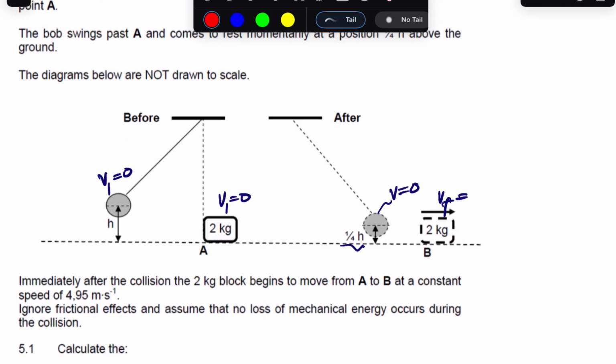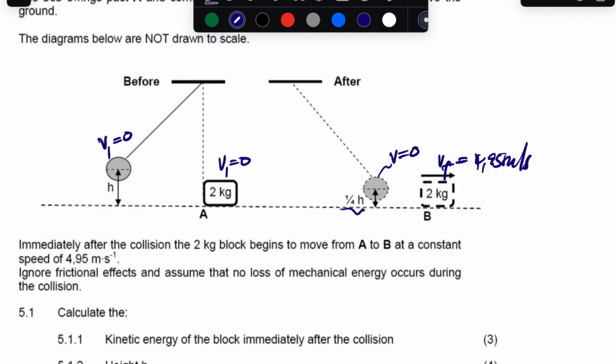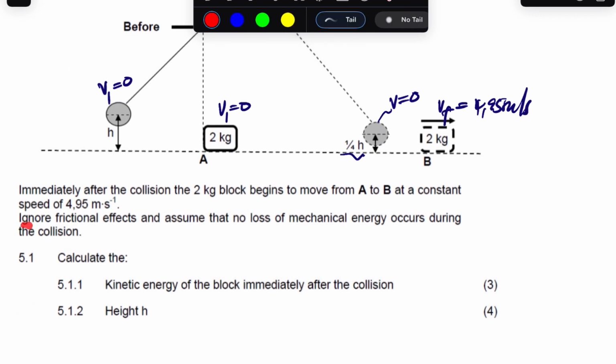Now it says here, immediately after collision, the 2 kg block begins to move from point A to point B at a constant speed of 4.95. So the velocity of this is 4.95 meters per second. Now it says ignore the frictional effect and assume no loss of mechanical energy occurs. So the mechanical energy here is conserved, so there's no loss of energy. The energy is maintained.